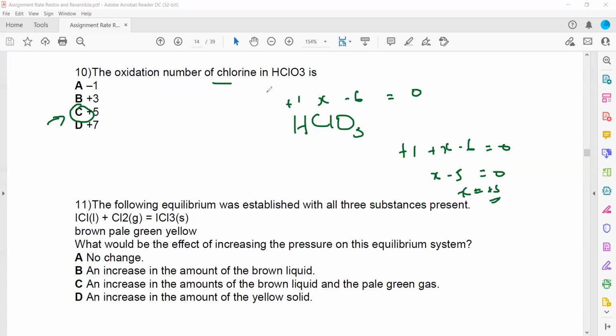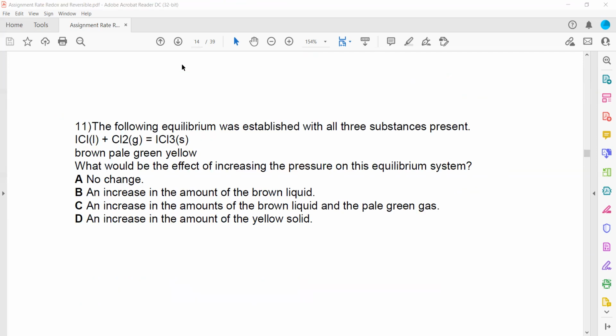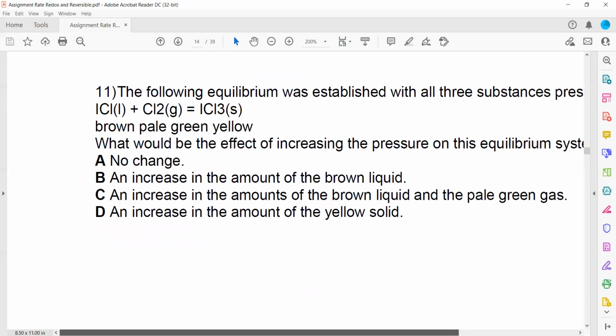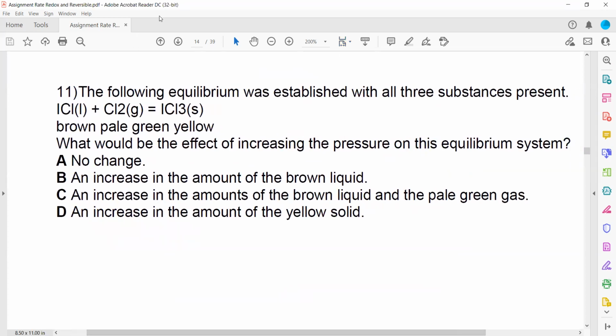Then question 11. In this question, the following equilibrium was established with all three substances present. ICl plus Cl2 gives ICl3. ICl is brown in color. Chlorine is pale yellow or pale green, and ICl3 is yellow. What would be the effect of increasing the pressure?